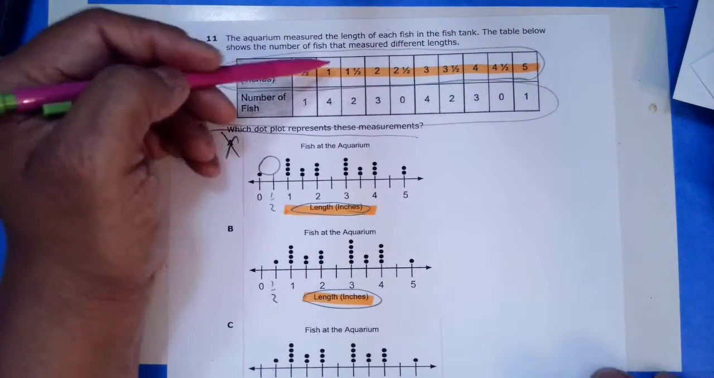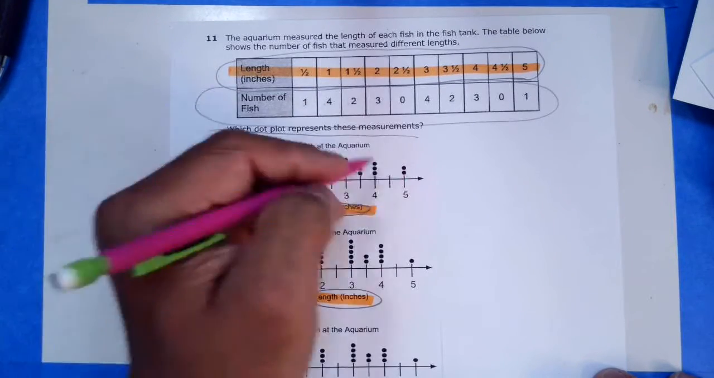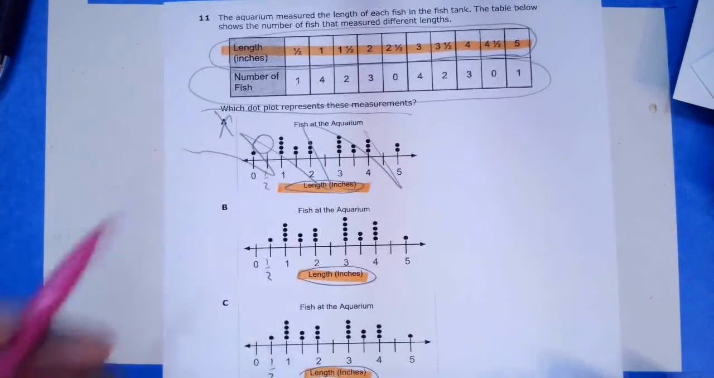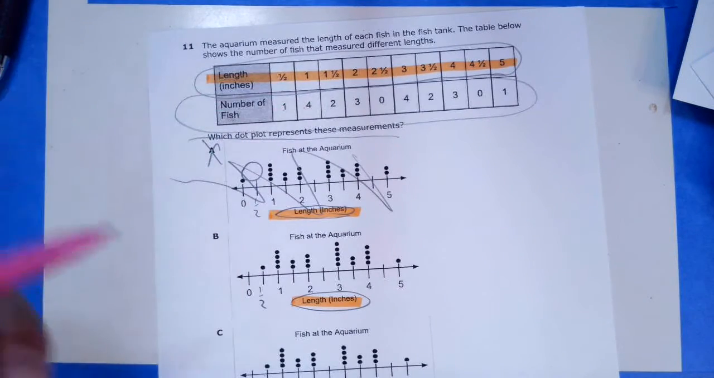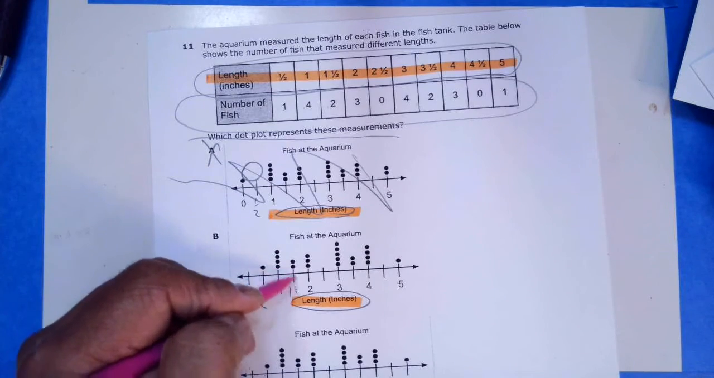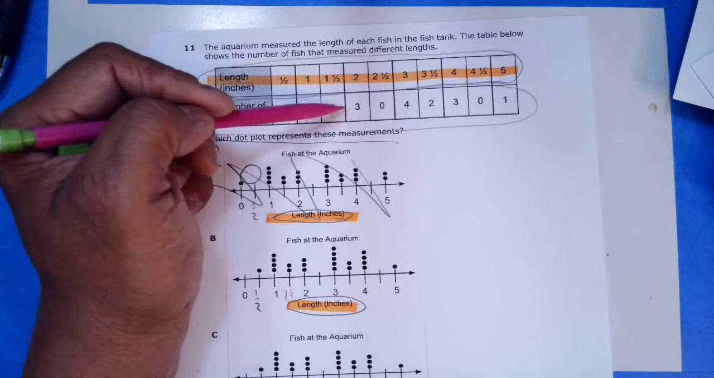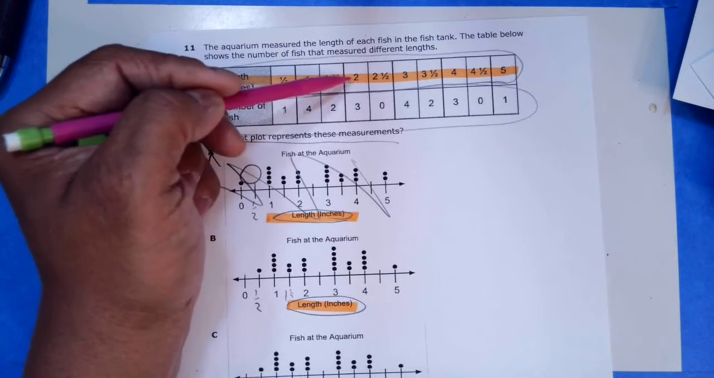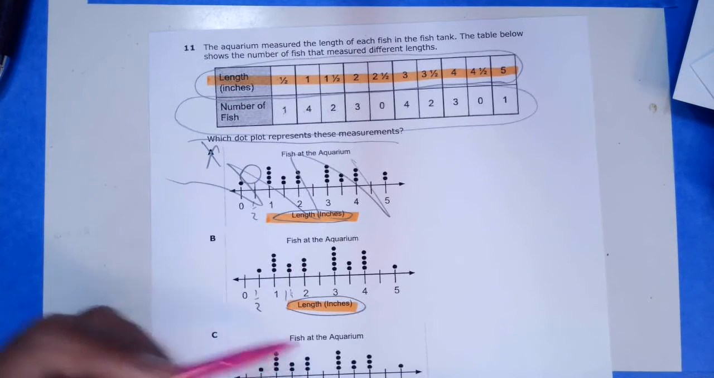Okay. At 1, you should have 4. Oh, sorry. I'm not even supposed to be looking at that one anymore. At 1, I should have 4. 1, 2, 3, 4. At 1.5, I'm supposed to have 2. This is 1.5. 2. At 2, I'm supposed to have 3. At 2, 3.